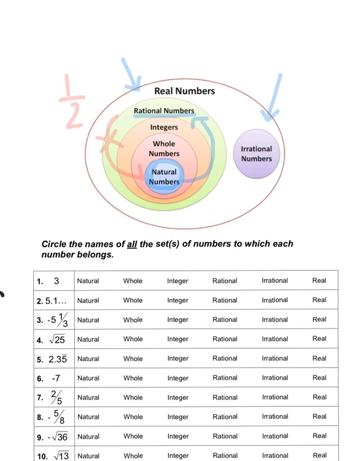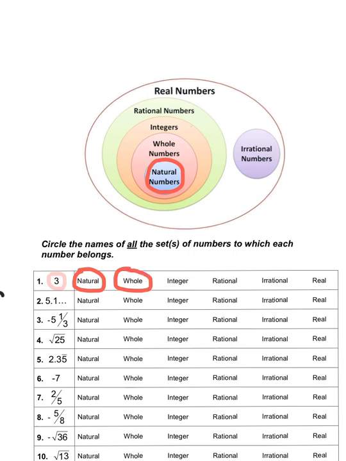Look at example 1, the number 3. We're going to circle the names of all the sets of numbers to which each number belongs. When we think of the number 3, we're going to start with the natural numbers. Does the 3 belong in the set of natural numbers? Well, naturally, it was 1, 2, 3 as you sat in your high chair and counted your Cheerios. Since it is a natural number, it is also a whole number. It also is included in the set of integers.